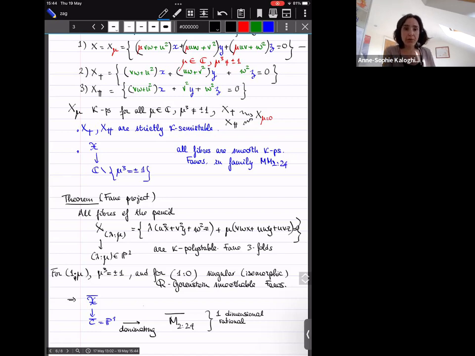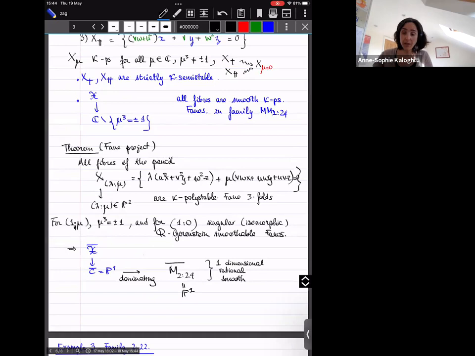And because we know the form of the singular K-polystable members, we also know that this is smooth, because those singular K-polystable members have non-obstructed deformations. So this tells us already that this is just P1.